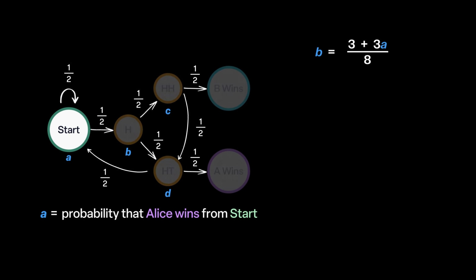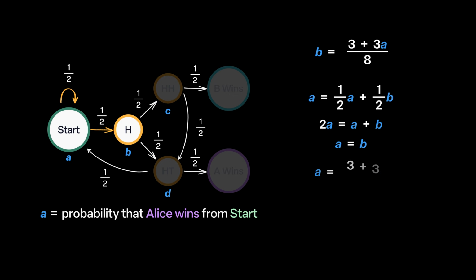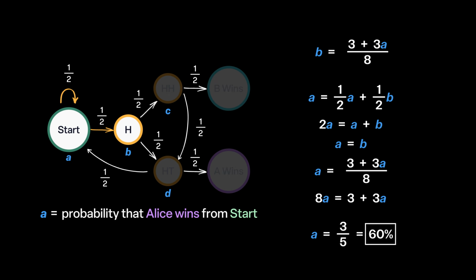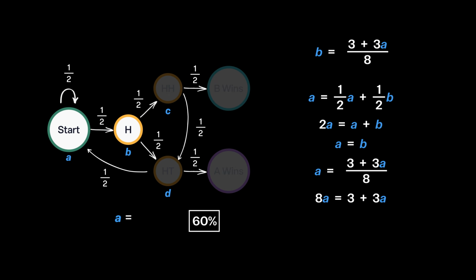Finally, let's look at the start state. From there, we can either stay where we are or go to state H. So we get this equation. Solving it, we see that A equals B. Let's plug in our equation for B. We can solve this equation for A. We find that A is 3/5, or 60%. Alice wins with probability 60%.